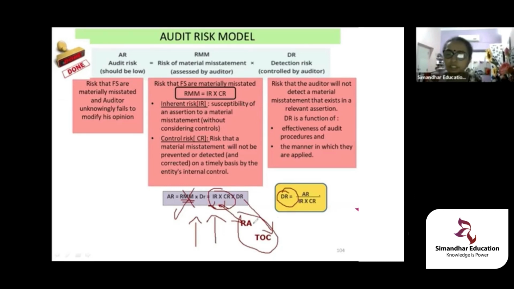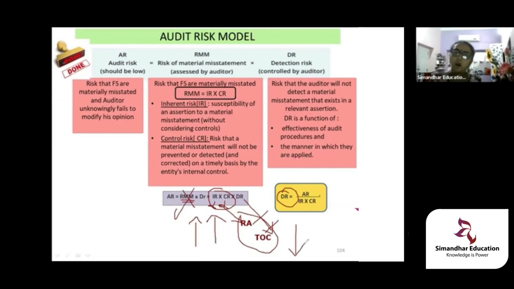So after understanding this and testing the controls, he understands this, he tests these controls. Now he is going to do something about the detection risk. So if these two are high, what can the auditor do? Reduce the detection risk. Very correct.